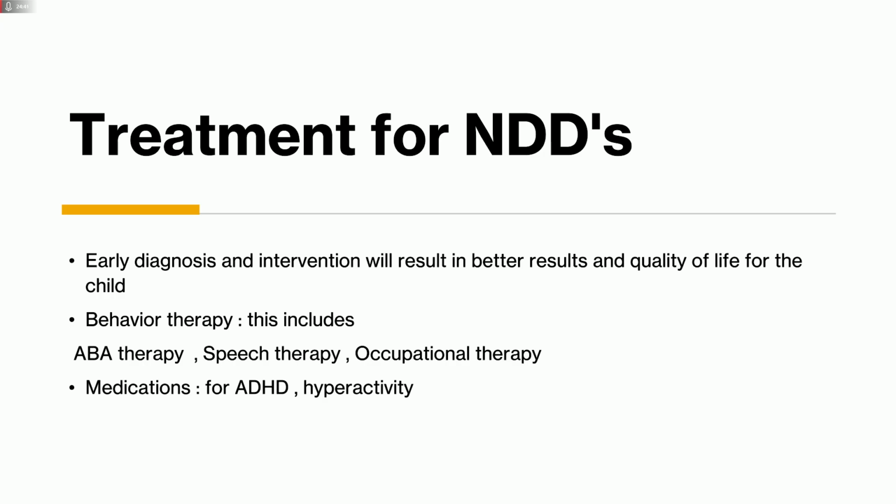Speech therapy is used when a child is unable to speak properly, such as in Down syndrome. Occupational therapy is used, and medications are used for ADHD and hyperactivity.